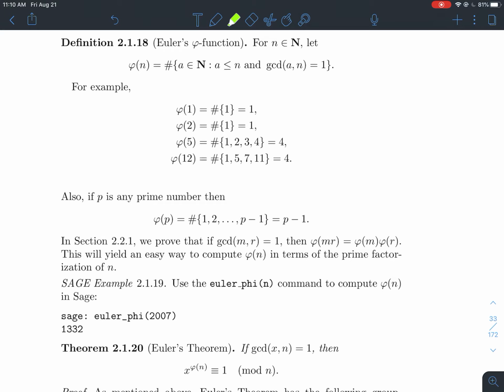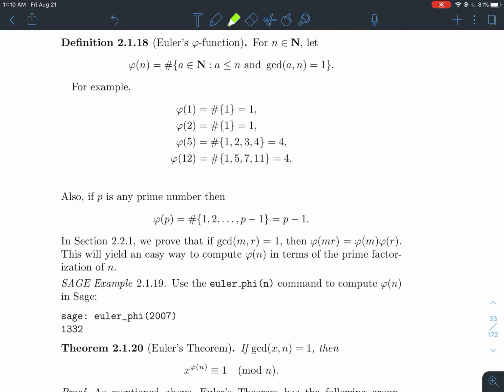Now you see the natural numbers that are less than or equal to 5 and relatively prime to 5 are 1, 2, 3, and 4. And so how many things are in that set? In this case, 4. And maybe just one more example. The numbers that are relatively prime to 12 that are less than or equal to 12 are 1, 5, 7, and 11. So phi of 12 would be how many are in that set, which is 4 again.